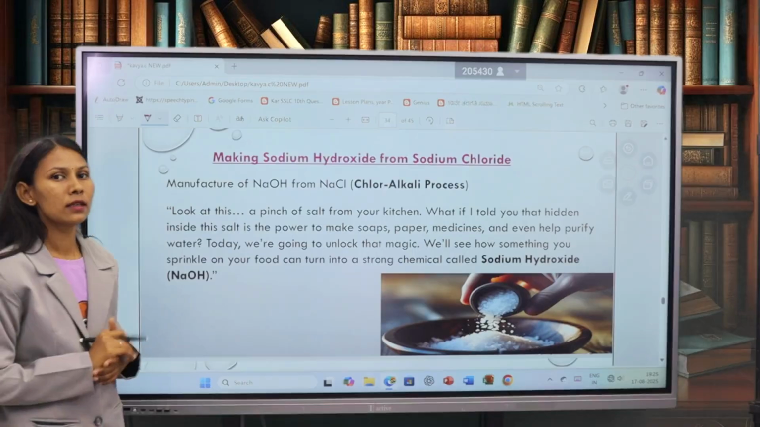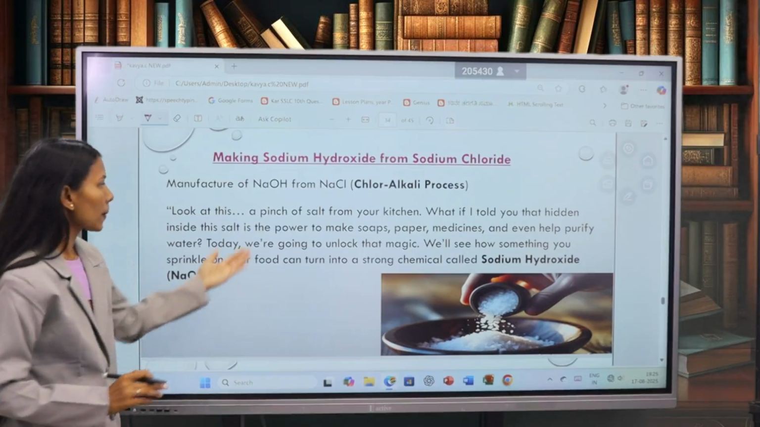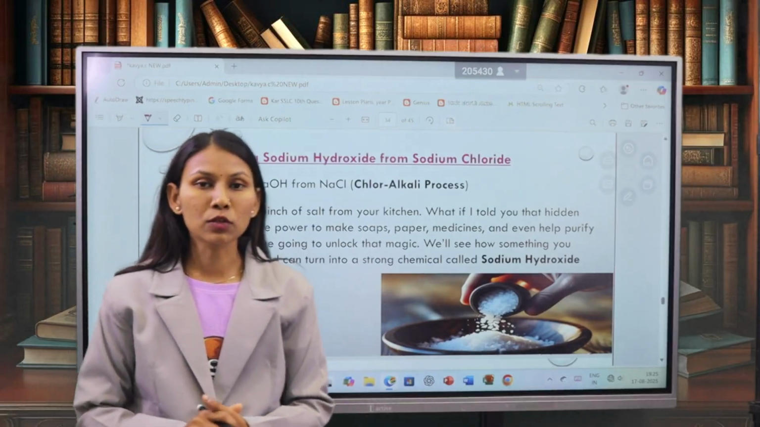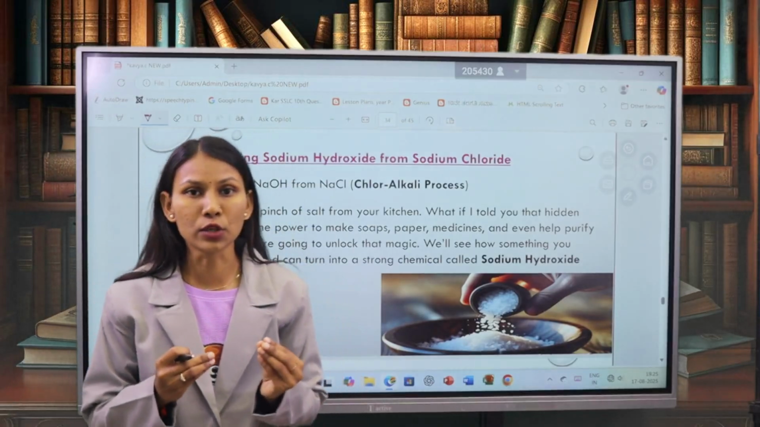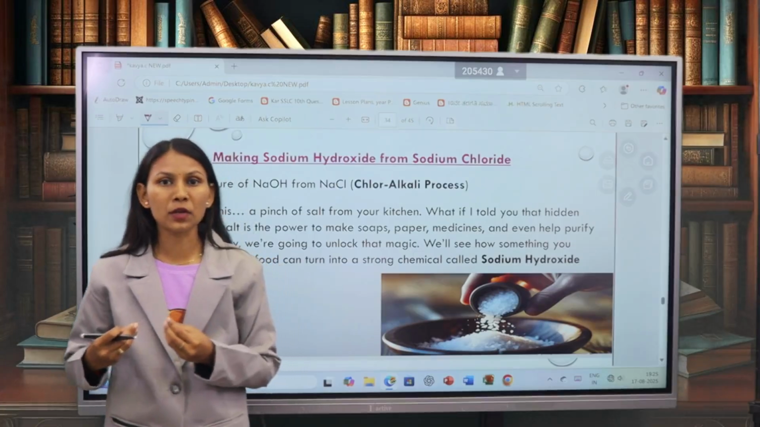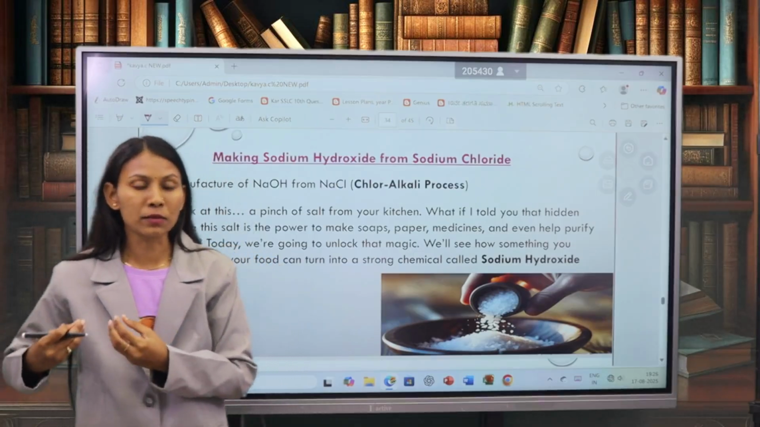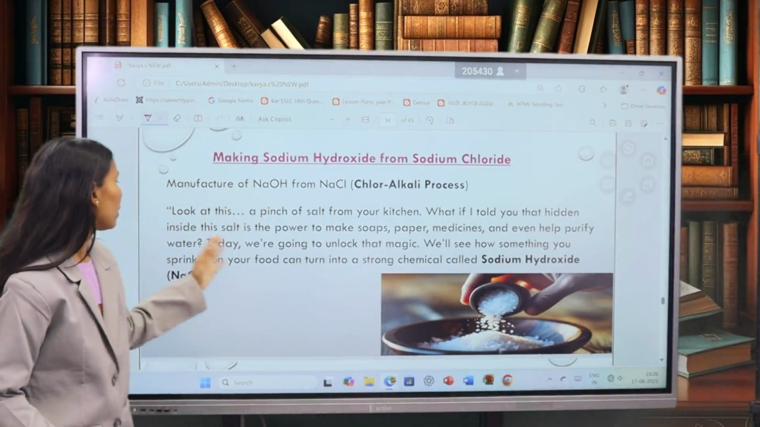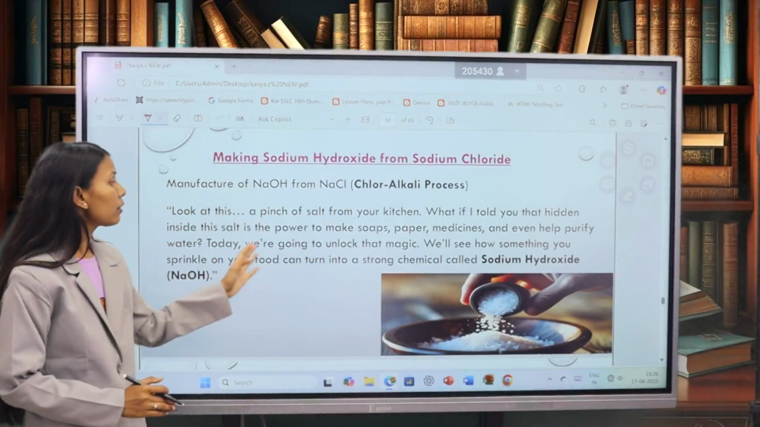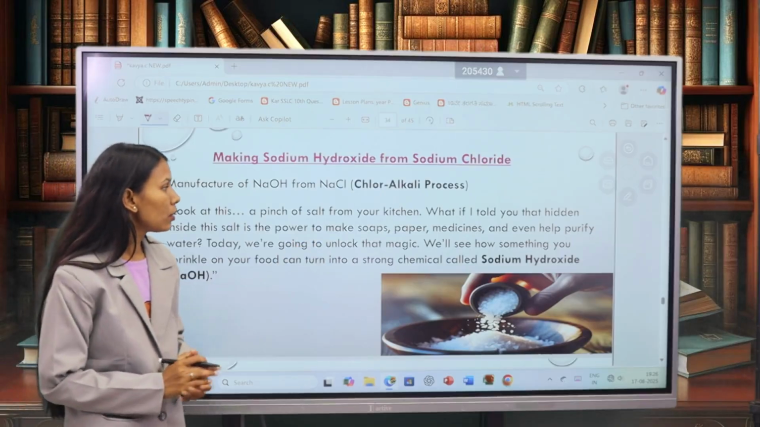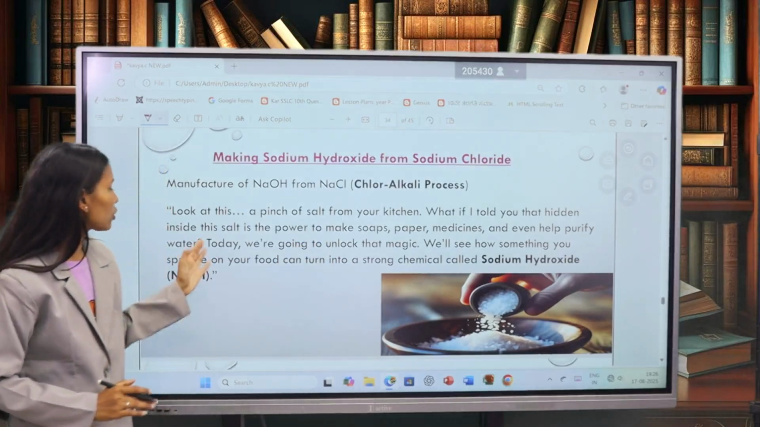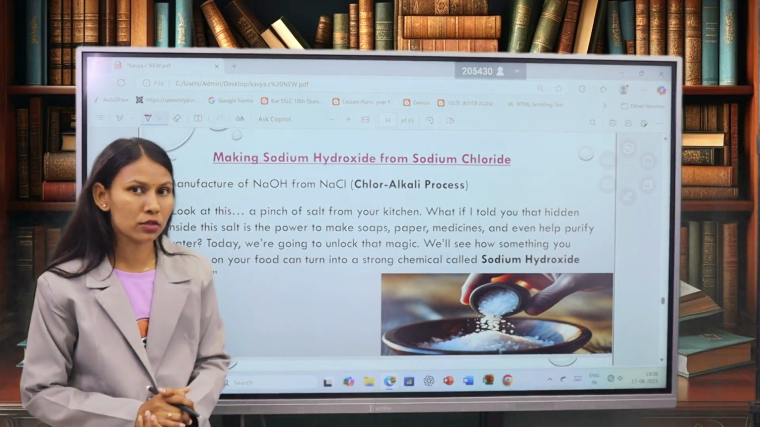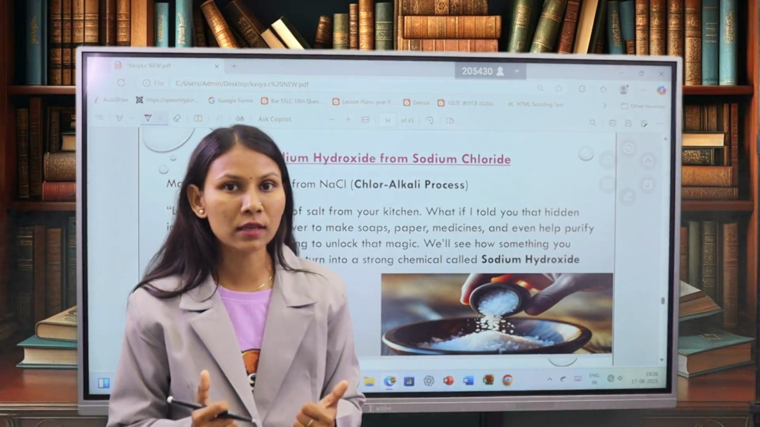Before going to that, let's introduce something. Look at this pinch of salt that you use in your home. This pinch of salt is used to make paper, soap as well as medicines. It can even help purify water. So today we are going to unlock that magic. We'll see how something you sprinkle on your food can turn into a strong chemical called sodium hydroxide. So shall we start now?